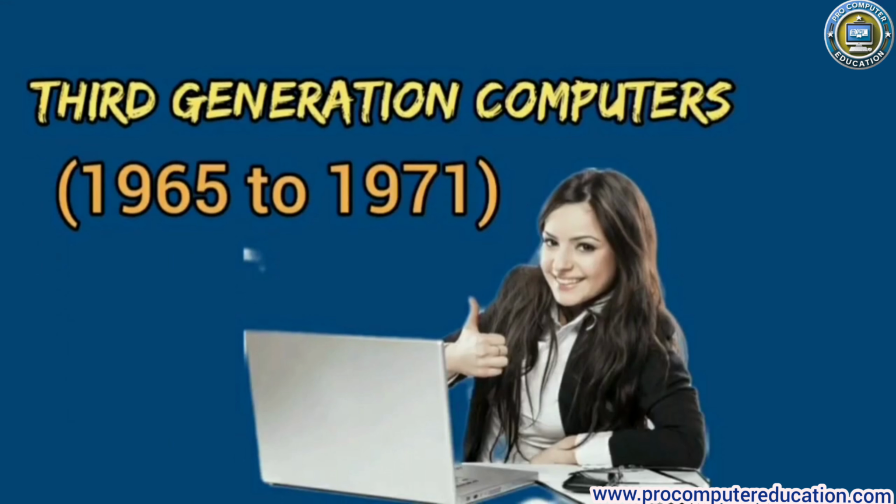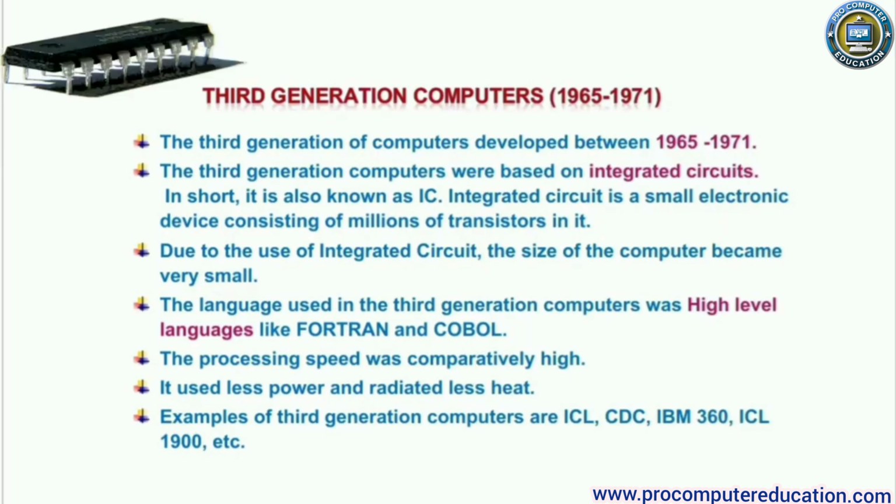Third generation computers. The third generation of computers developed between 1965 to 1971. The third generation computers were based on integrated circuits. In short, it is also known as IC. An integrated circuit is a small electronic device consisting of millions of transistors in it. Due to the use of integrated circuits, the size of the computer became very small.